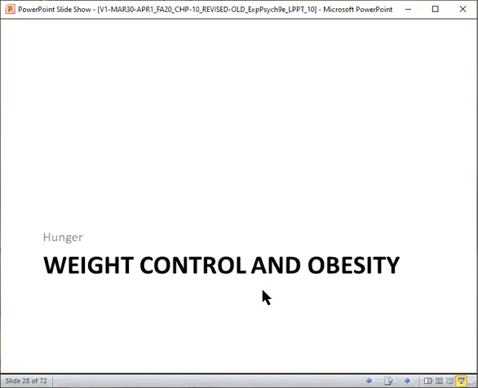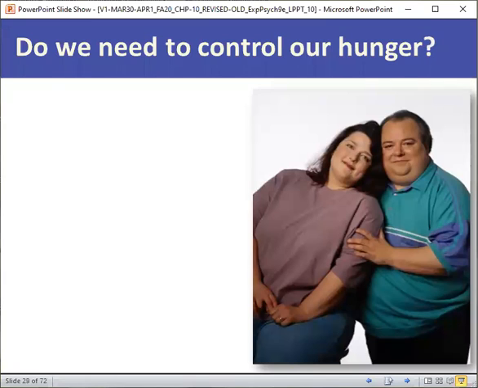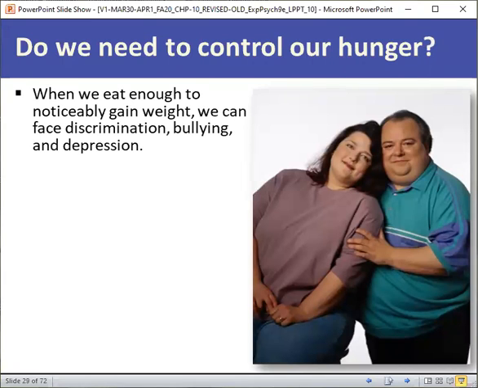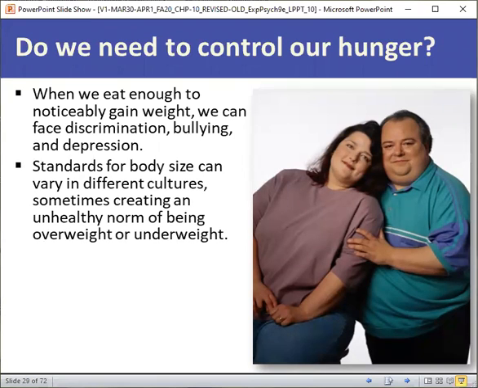So let's look now at weight control and obesity, looking at hunger. Do we need to control our hunger? When we eat enough to gain weight, we can face discrimination, bullying, and depression. Standards for body size can vary in different cultures, sometimes creating an unhealthy norm of being overweight or underweight.